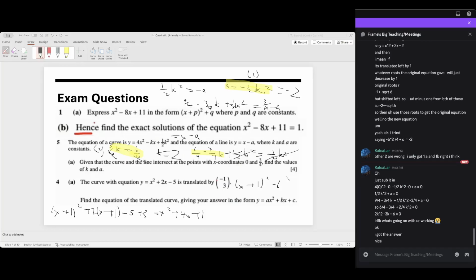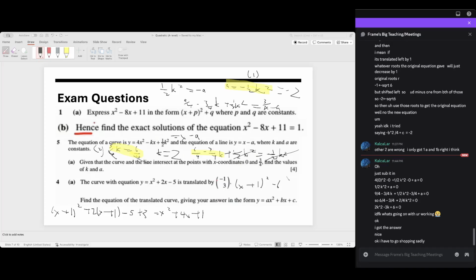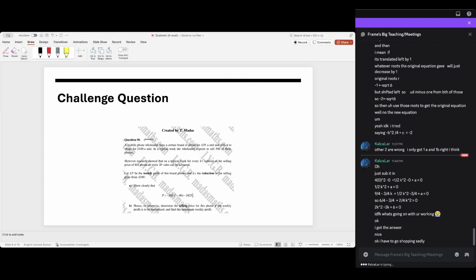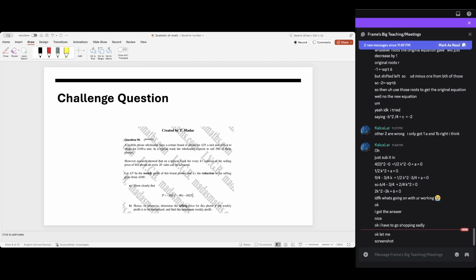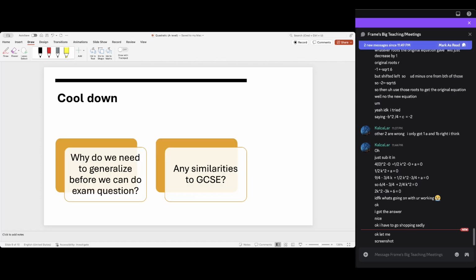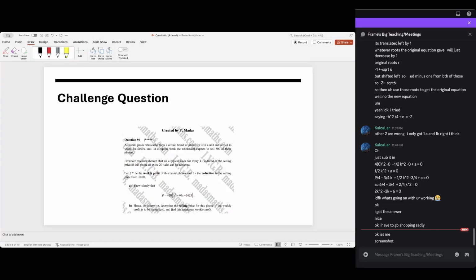So yeah, you can clearly. Oh, this is a bit optional. You can do this if you want. For 35 and shell to solve for 100. I mean, you can do this, or you can just cool down. Why do you need to generalize? And any similarity to GCSE? This is a bit optional.